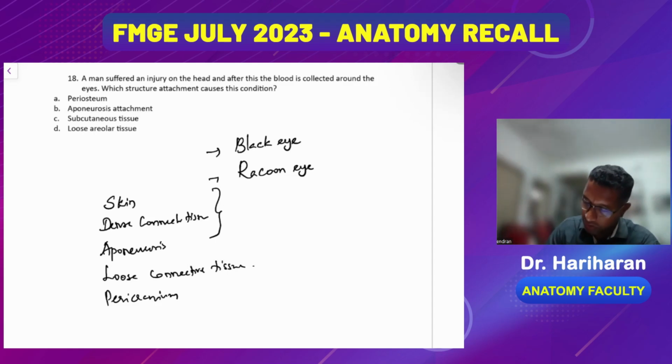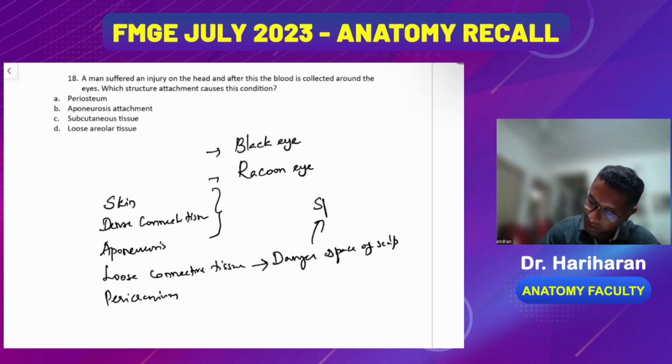Beneath the aponeurosis, you have the loose connective tissue, which is called the danger space of the scalp. And this is continuous with the periorbital region, the space around the orbit.